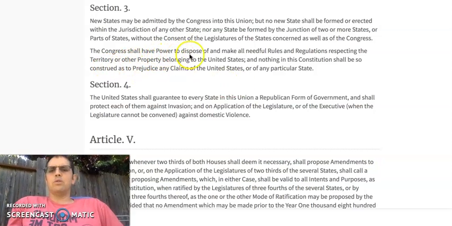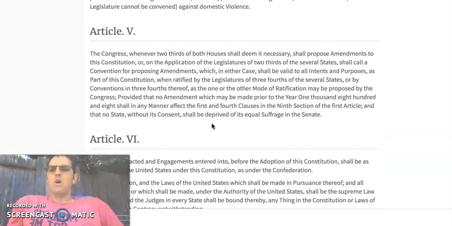The Congress shall have power to dispose of and make all needful rules and regulations respecting the territory or other property belonging to the United States. And nothing in this Constitution shall be so construed as to prejudice any claims of the United States or of any particular state. Section 4. The United States shall guarantee to every state in this Union a republican form of government, and shall protect each of them against invasion, and on application of the legislature or of the executive, when the legislature cannot be convened, against domestic violence.